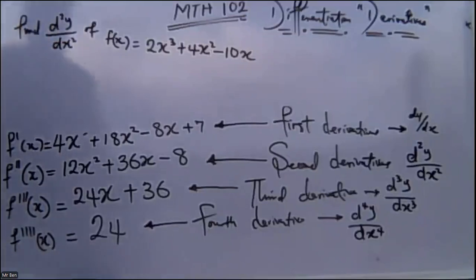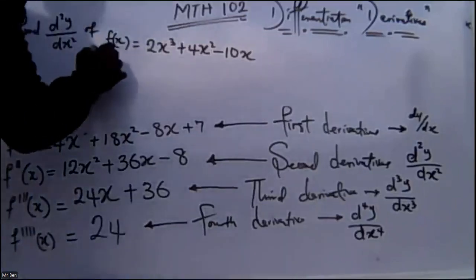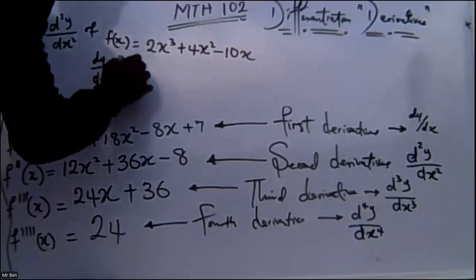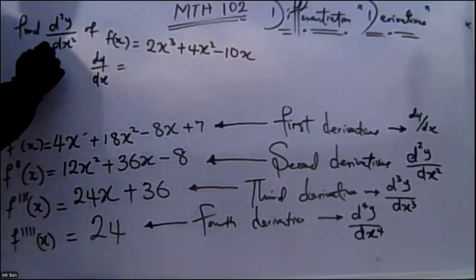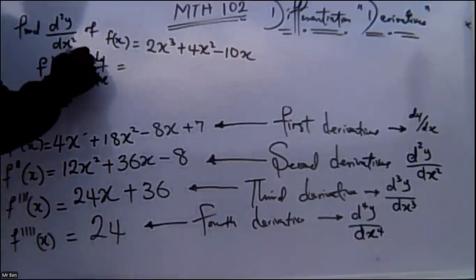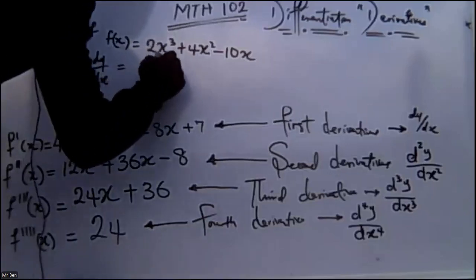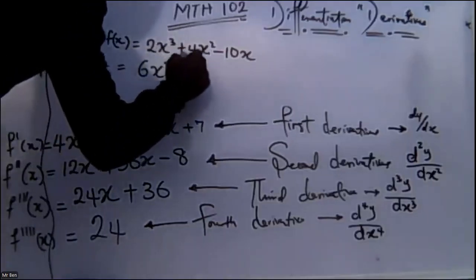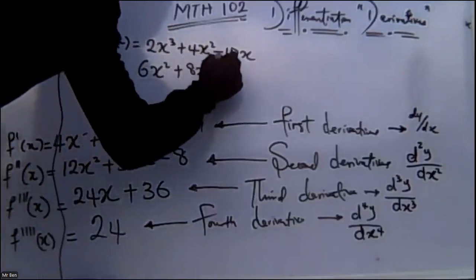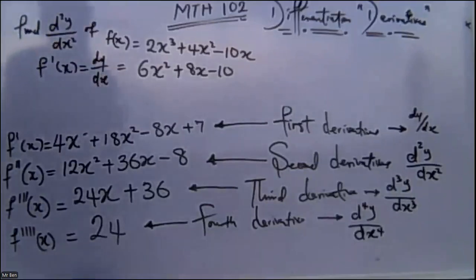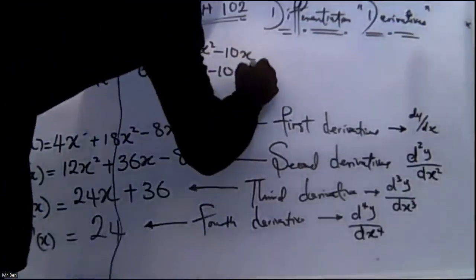Let's go. So the first derivative now, that is dy dx, which is also f prime x, is 6x raised to power 2 plus 8x minus 10. Do you agree with me? Yes, sir. So that is the first derivative.